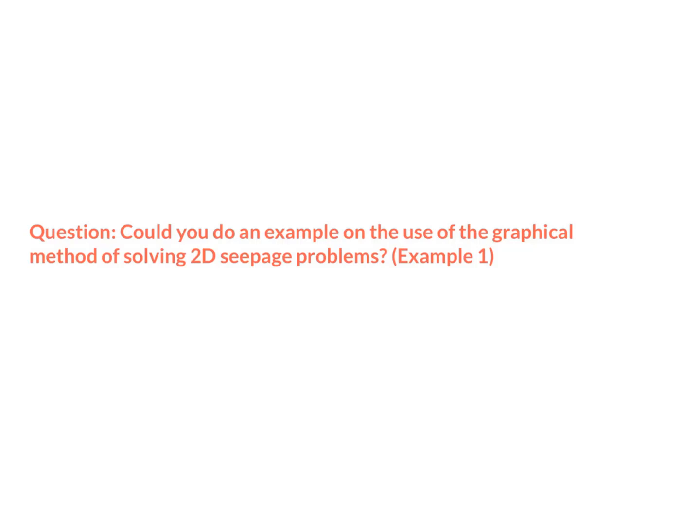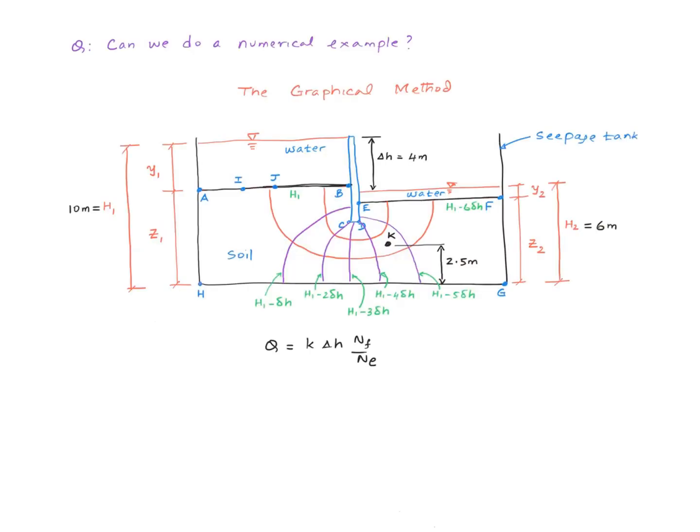The question that I have is, could you do an example on the use of the graphical method of solving 2D seepage problems? Here is the example. This dimension here is 10 meters and this dimension here is 6 meters. So basically we are looking at a seepage tank problem. The head difference, the capital delta H, is 4 meters.